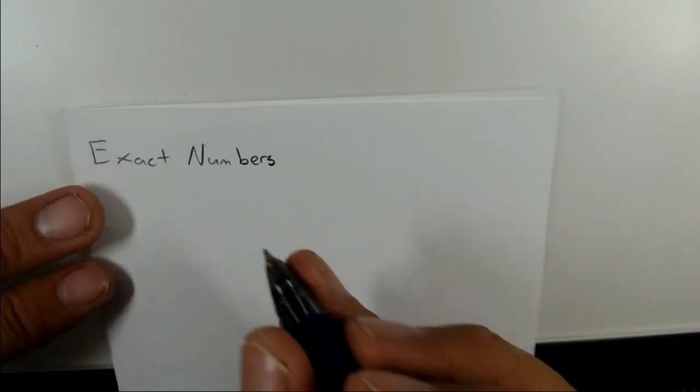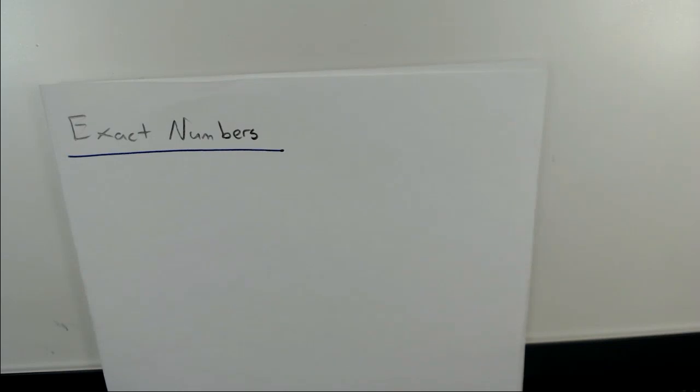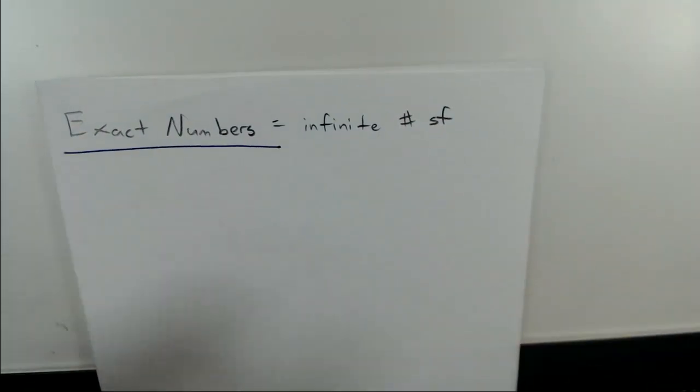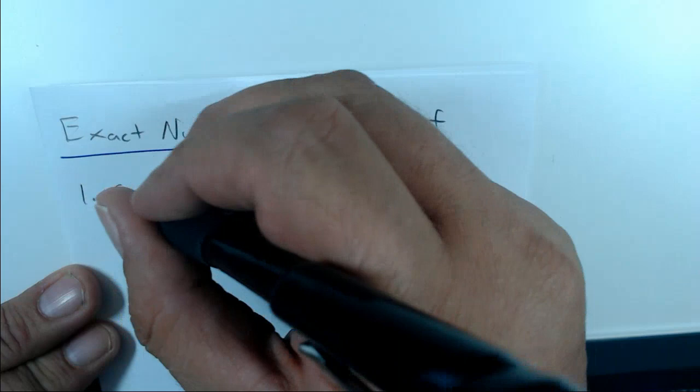So there are 3 different types of numbers that we're going to come across. 2 of them in particular in this class, but there are 3 different types where they are considered to have an infinite number of significant figures. So these have an infinite number of SF. And these are things such as a count of discrete objects.